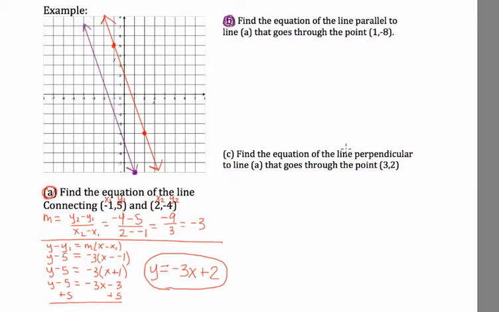Part B. Find the equation of the line parallel to line A that goes through the point 1, -8. The first thing I've done is draw this line. There's the point 1, -8, and I've drawn a line that's parallel to the red line. So how am I going to find that equation? Well, I'm going to use point-slope form.